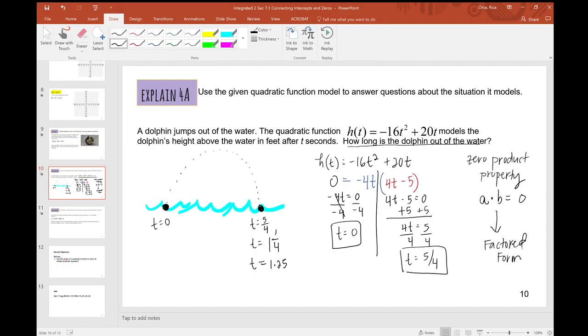So to answer the question, how long is the dolphin out of the water? The dolphin was out of the water for 1.25 seconds.